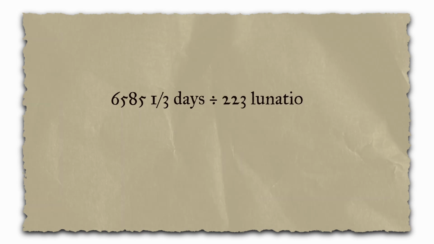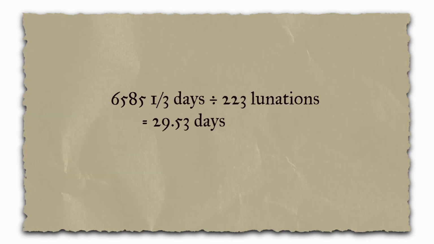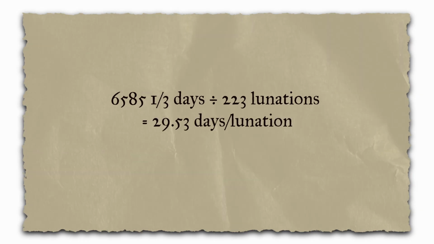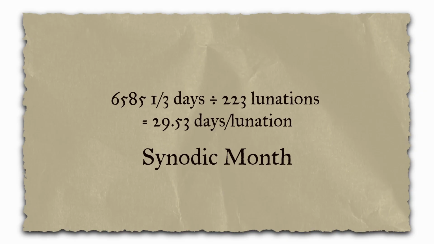In a Saros cycle, the moon goes through a full cycle of phases known as lunations 223 times. If you divide 6,585 and a third by 223, you would get the mean period for a lunation. This is known as a synodic month.